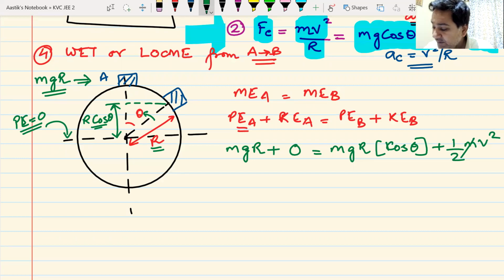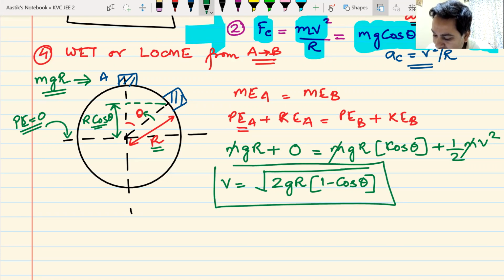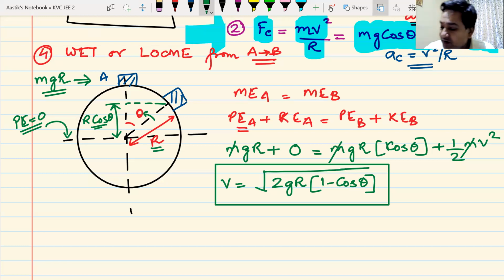From here, you can easily find out the value of velocity. I will straight away write the answer. The value of velocity v would be equal to root of 2 times gr into 1 minus cos theta. Do we understand this? Can I have some raised hands that make me understand that we have understood this one?